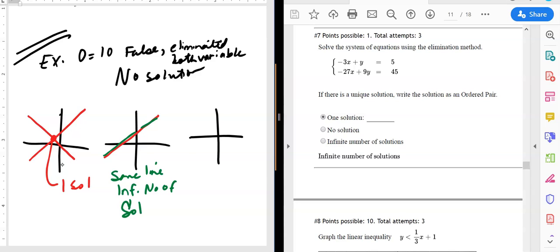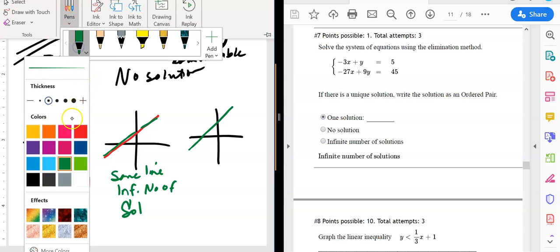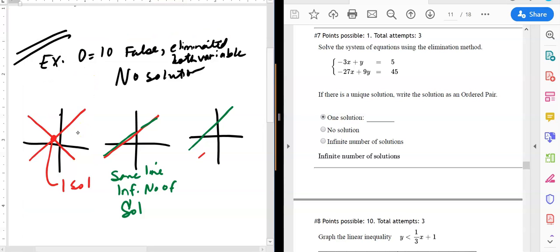And then the third scenario is you graph the first line, and then you graph the second line, and they're parallel. And parallel lines means that there is no solution. They'll never have anything in common. So those are the 3 cases that you may get. Okay?